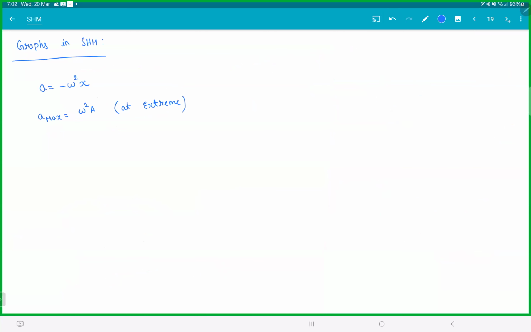Next thing, so if you try to draw the graphs in SHM, right? A is equal to minus omega square x. So if you plot an AX graph, it's a line passing through the origin. This is theta, slope. Tan theta is minus omega square. It's a straight line.